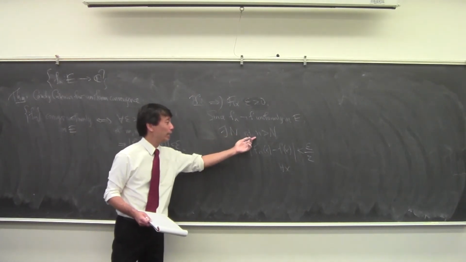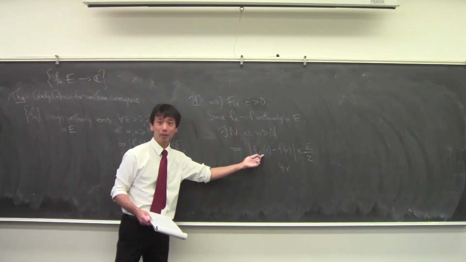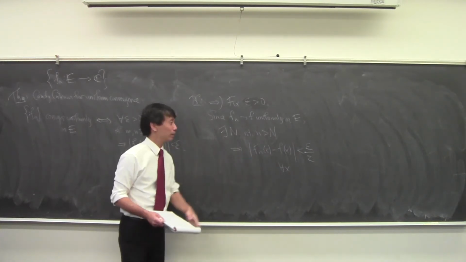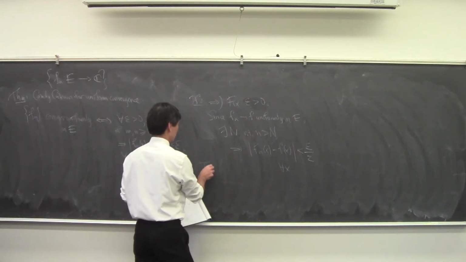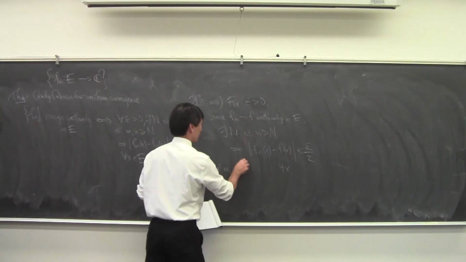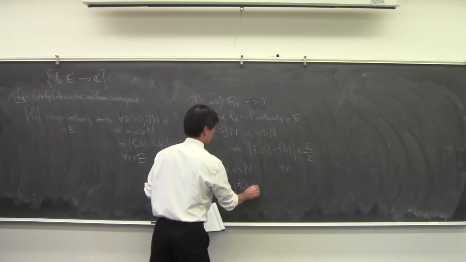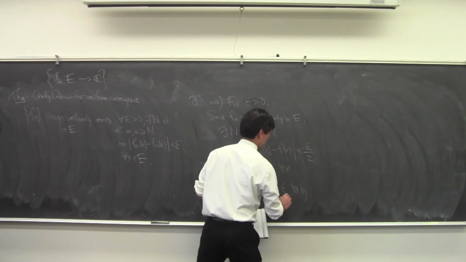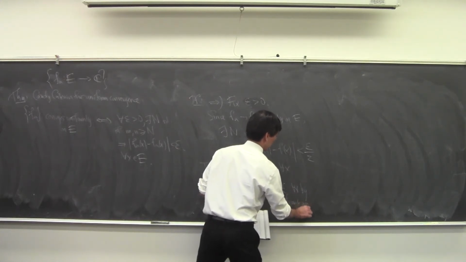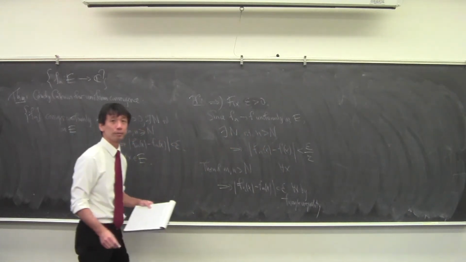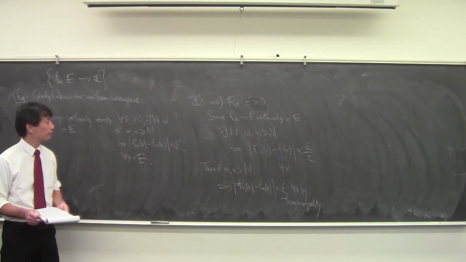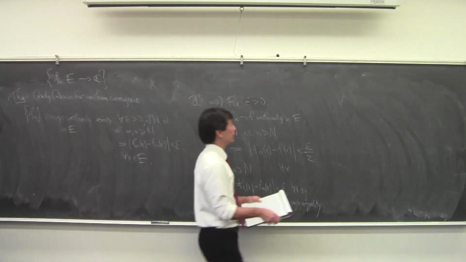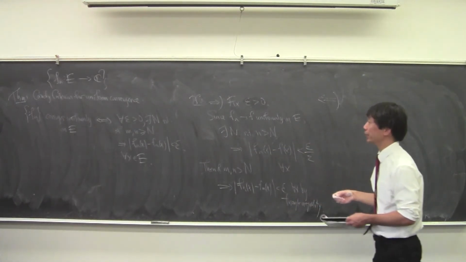So certainly if n and m are bigger than N, then the distance between fn and fm is going to be smaller than epsilon by the triangle inequality. So if m and n are bigger than capital N, certainly |fn(x) minus fm(x)| is smaller than epsilon by triangle inequality. So that's easy. The reverse direction is not much harder.